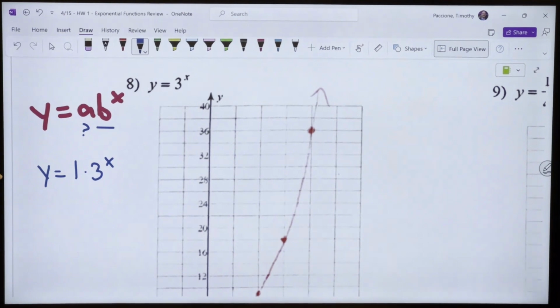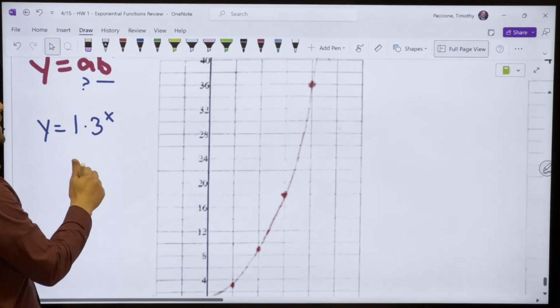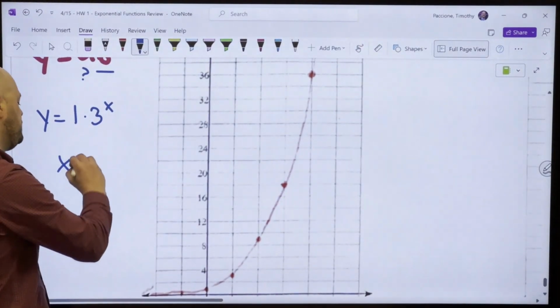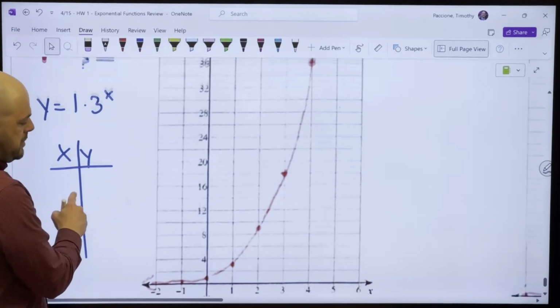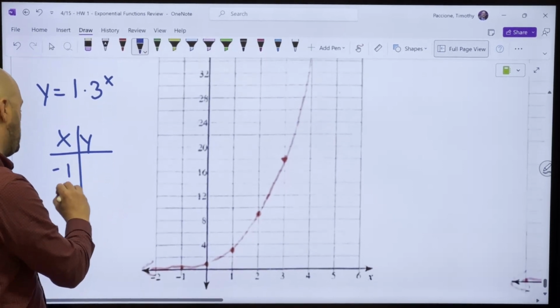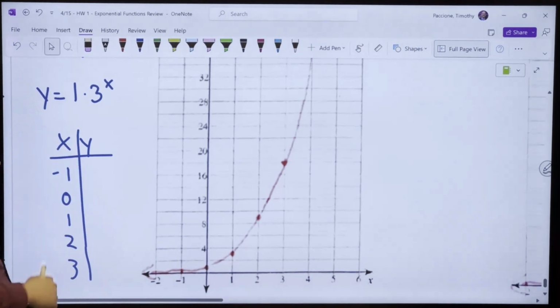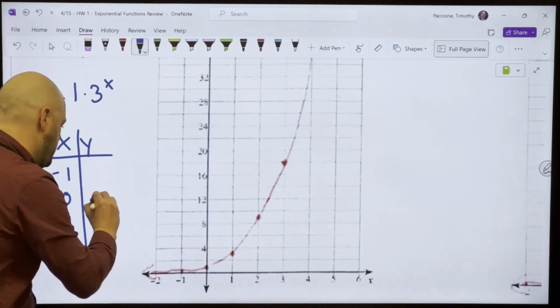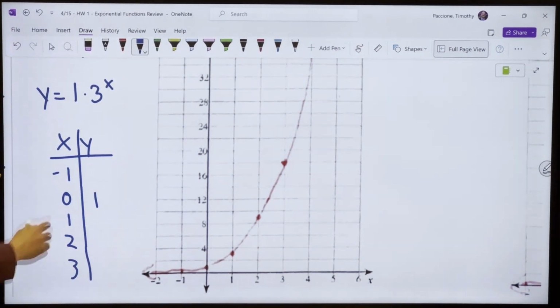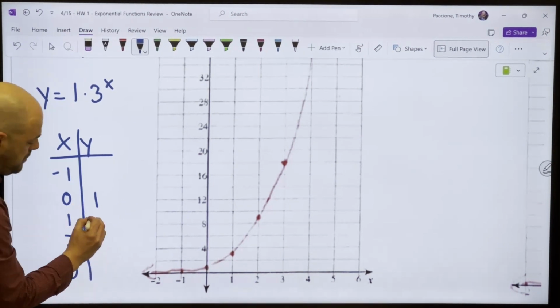Wait, would that still be a curve? It would. Yeah, think about it. If I made my xy table, well, we'll go -1, 0, 1, 2, 3. Okay? So what point do we start with? We usually just steal our what? Our a value, which is 1. Right? That's our a. And then I multiply by 3, and I get 3.